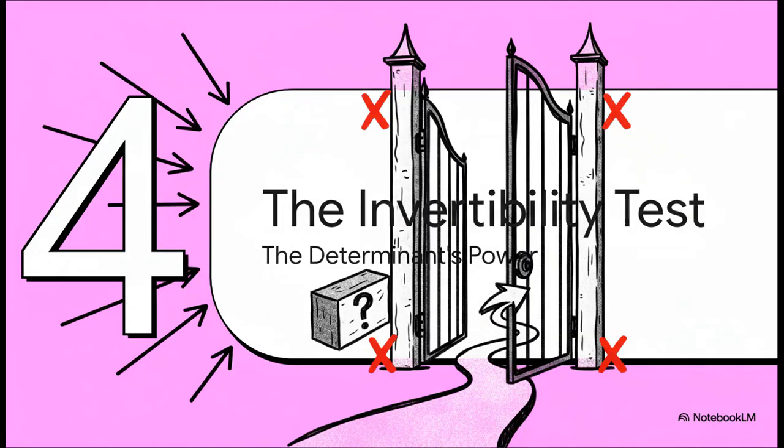So why are we doing all this? What is the point of this one number? Well, this gets us to the determinant's true power. Because this number, it's the ultimate test. It tells you if your matrix has a very special property, whether it's invertible.